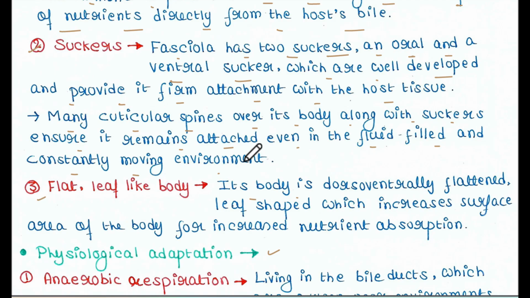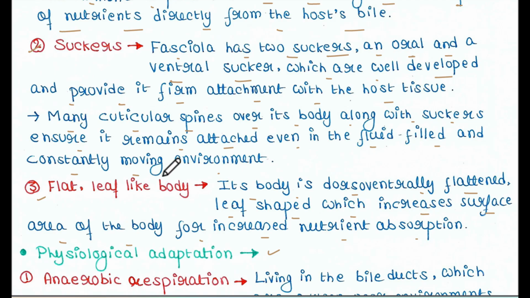Next is their flat and leaf-like body. Its body is dorso-ventrally flattened, leaf-shaped, which increases surface area of the body for increased nutrient absorption. So dorso-ventrally flattened means the dorsal or back side and the ventral or front side of the body both are flattened, leaf-shaped. And this flat structure will always increase the surface area, and that will increase the absorption rate or nutrient absorption power.